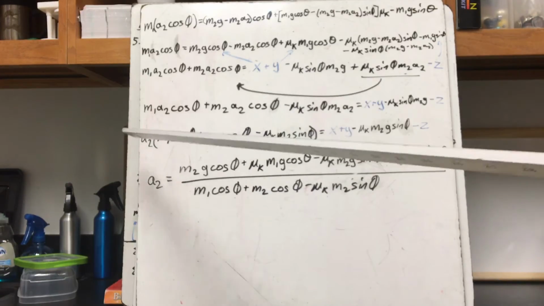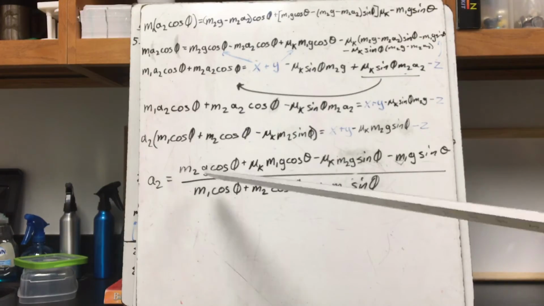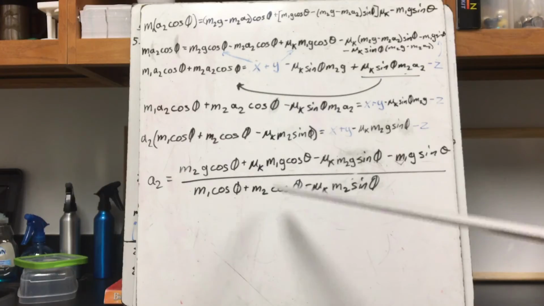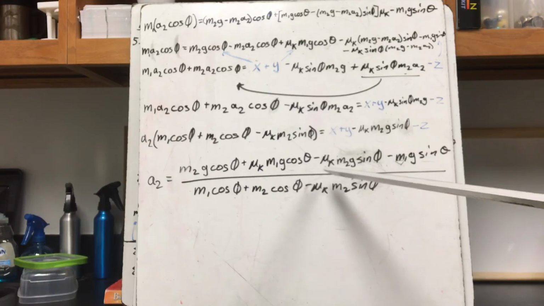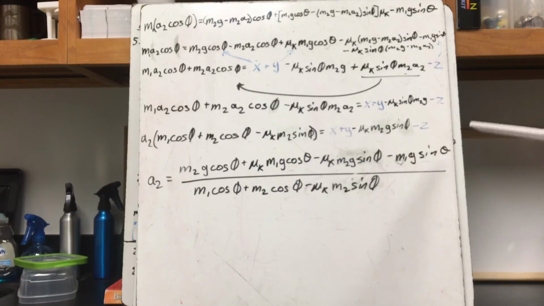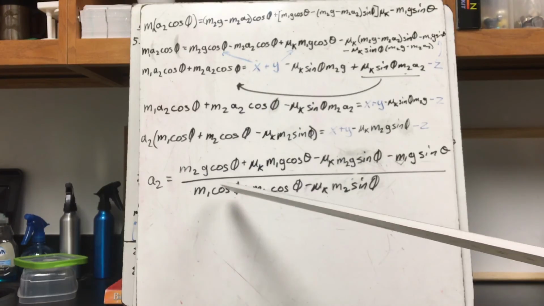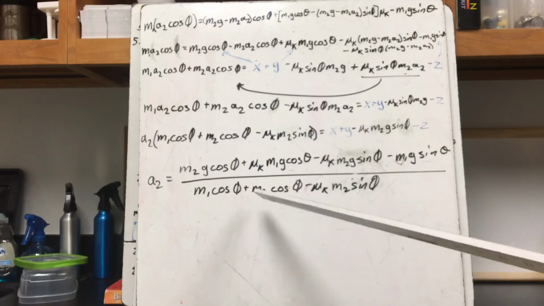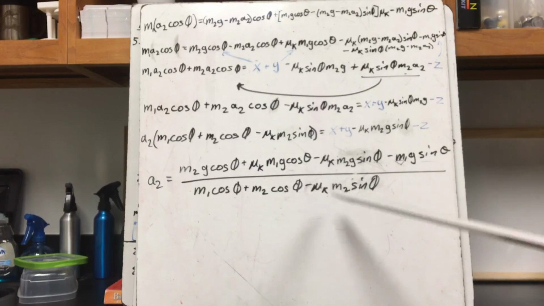After you get all this, you can start plugging things back in, and then you finally get this expression. You divide, and then you get m2g cosine phi plus mu m1g cosine theta minus mu m2g sine phi minus m1g sine theta, all over m1 cosine phi plus m2 cosine phi minus mu m2 sine phi. And that is it. This mess is done.